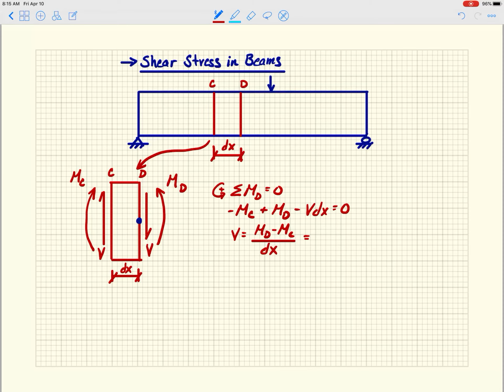Divided by dx like that, or it equals the change in moment, dM, divided by dx. So what is that saying? It's saying that the shear is the slope of the moment diagram. That's exactly what it's saying. We already know that because I showed it to you when we were calculating shear and moment diagrams in the previous topics. But now we're deriving it just by looking at the equilibrium of a small segment of the beam that we've pulled out here.